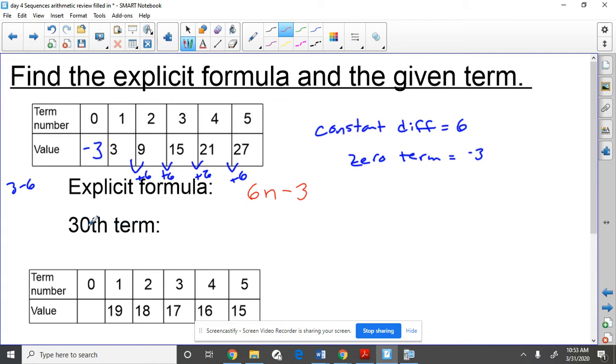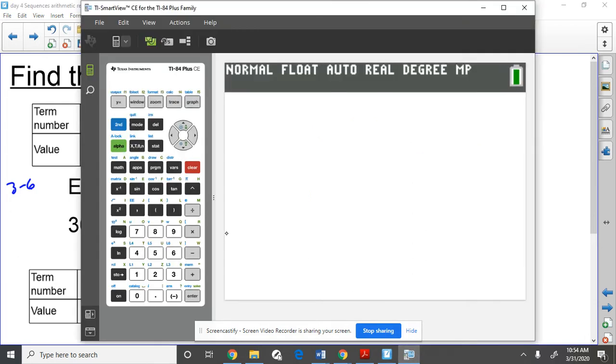The 30th means that the n is 30. So I'm going to take n is 30 and plug it in to my formula. And I can go to my calculator if I need to. I'm going to do 6 times 30 minus 3. My answer is 177.